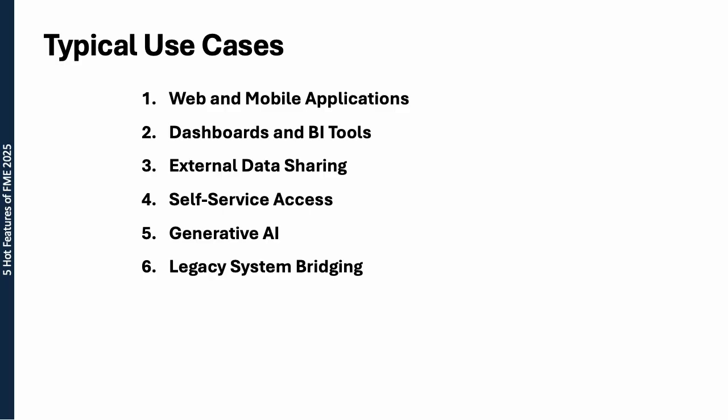So what are the typical use cases? You can use web and mobile applications with REST API endpoints, and then dashboards and BI tools, external data sharing, self-service access, generative AI, or legacy system bridging, because that's a common query that we receive from clients. They have a legacy system, a legacy database system, for example, and they need to integrate with their current system. So this is a good way to integrate those legacy systems with current systems.